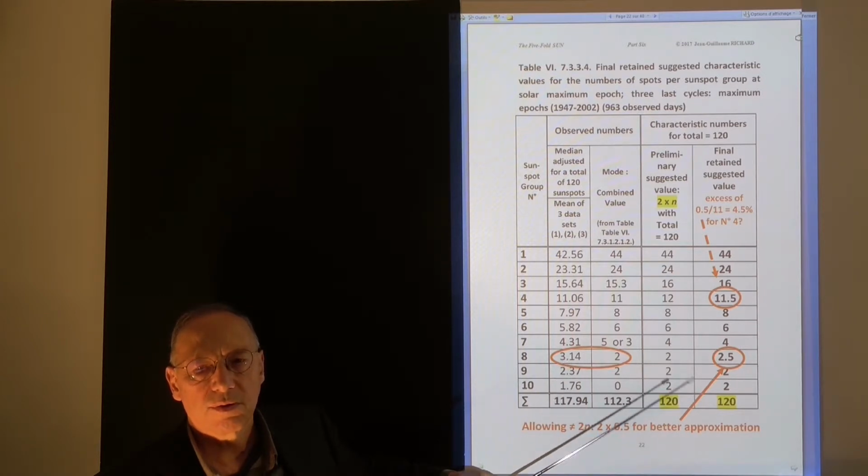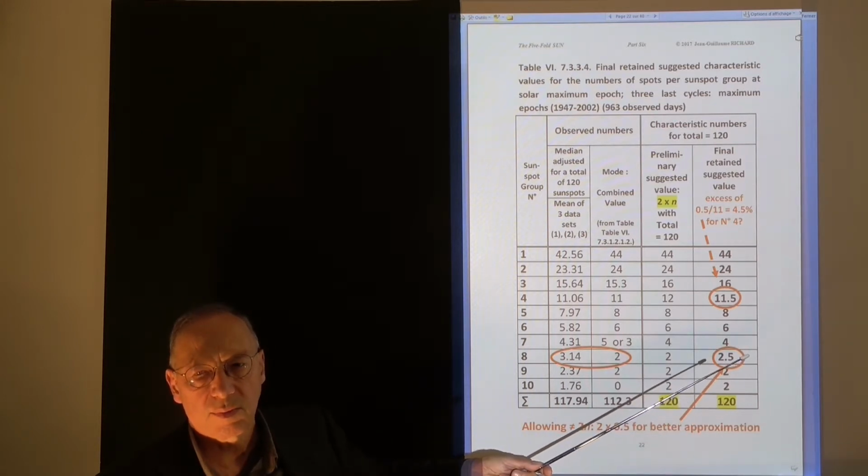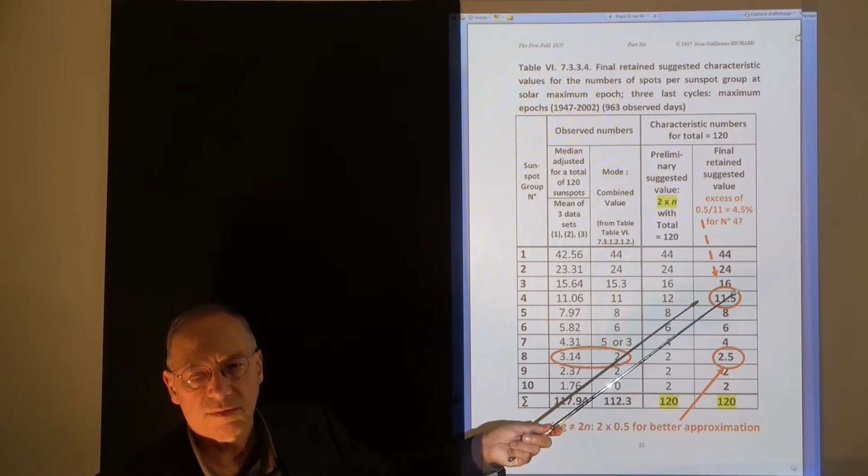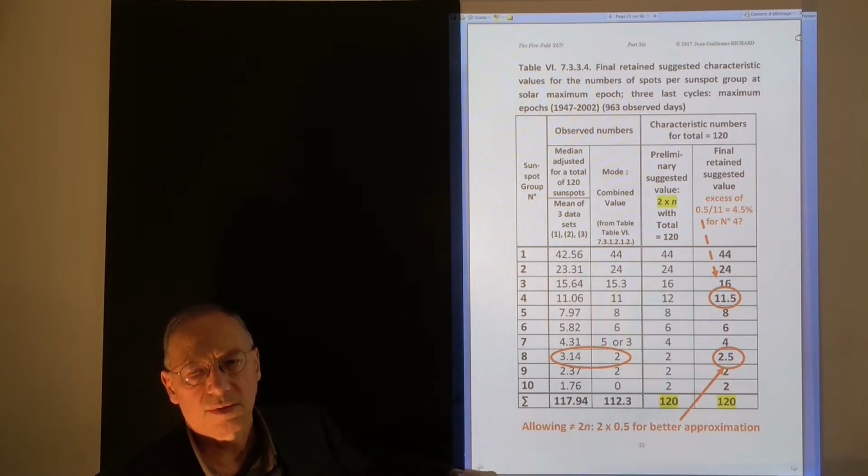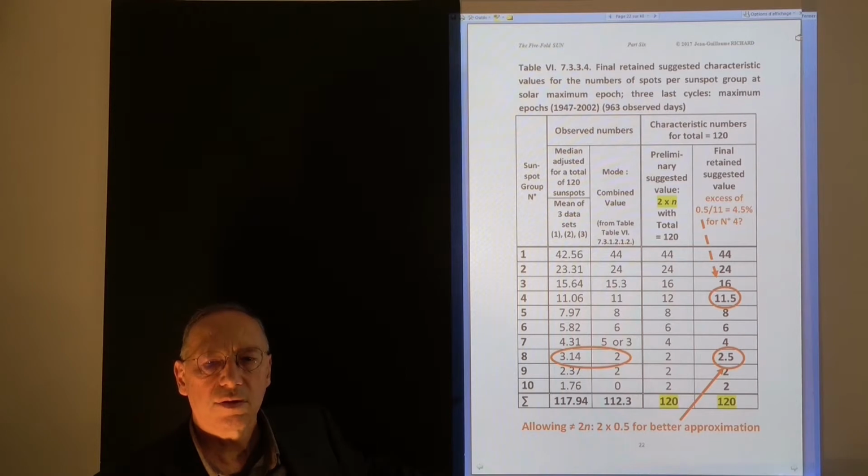So we propose finally to allow ourselves to split a figure which is not a multiple of 2. We will have to do the same for at least one other figure, and so we can approach better the size of the 8th group with 2.5 and the size of the 4th group with 11.5.